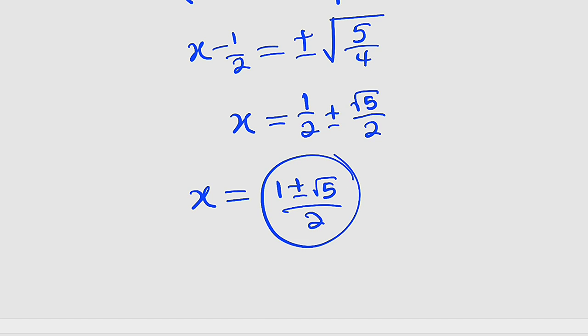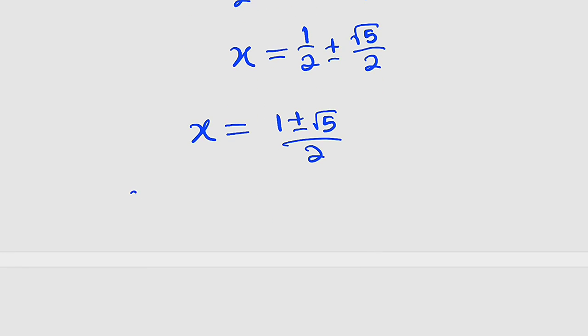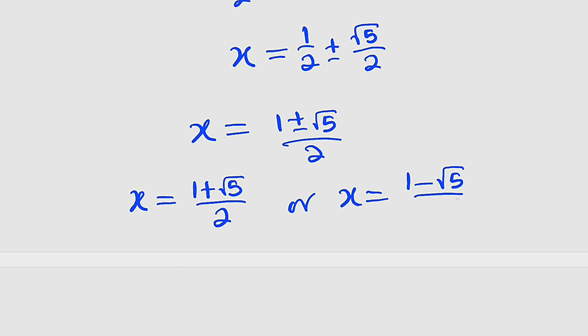So there are 2 values here. Let me split them. We have either x equal to 1 plus root 5 divided by 2, or x equal to 1 minus root 5 divided by 2. This value here is approximately negative 0.6. And you see it is out of the range. Therefore, we are going to discard this one as well and consider this one.